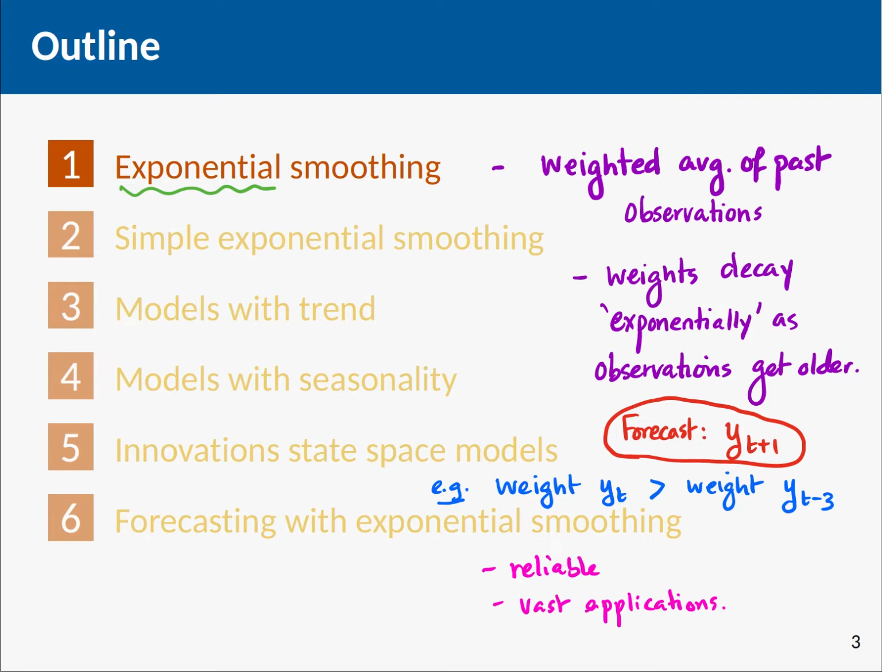So why are these called exponential smoothing models? Now, the idea here is that any forecast that is produced using the exponential smoothing method is going to be some sort of a weighted average of past observations, with the weights decaying exponentially as the observations get older.